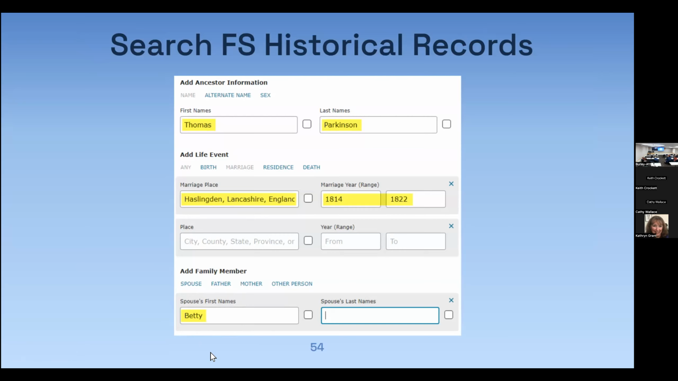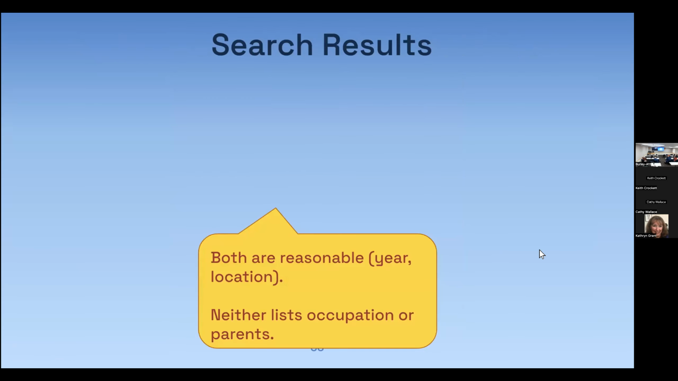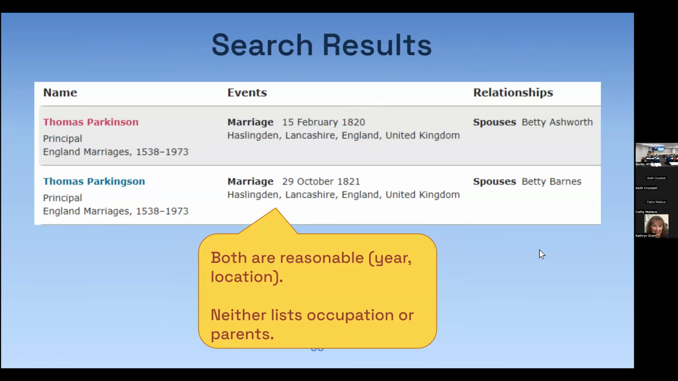And FamilySearch is really good about searching derivative names. So they would also probably bring up an Elizabeth. If they didn't, I would rerun the search just to be sure. But when I did the search, look what I found. Two plausible marriages, and I have no clue which one is right.